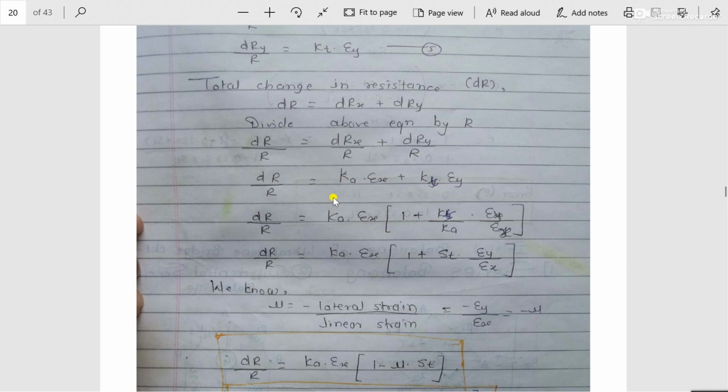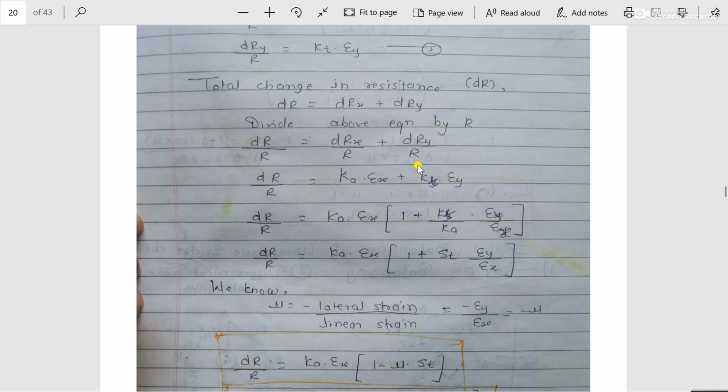So from this particular equation, if I take this Ka into epsilon X as a constant term outside the bracket, the equation becomes Ka into epsilon X in bracket, only one is present, because from this term I have taken Ka into epsilon X as common, plus, but on this particular side this Ka and epsilon X is not present.